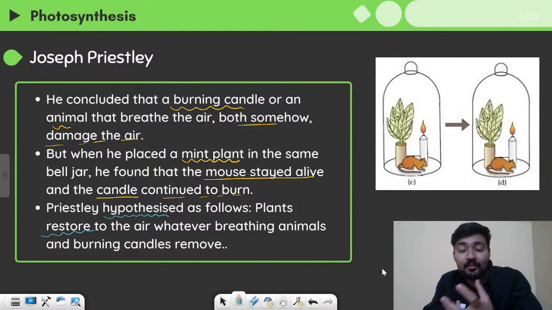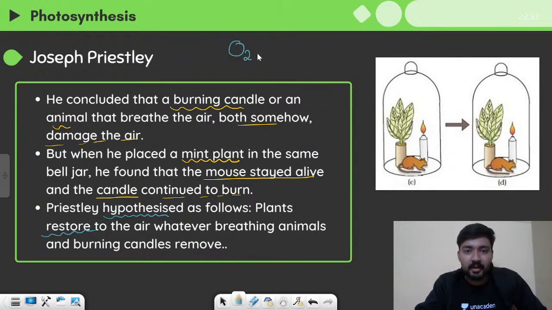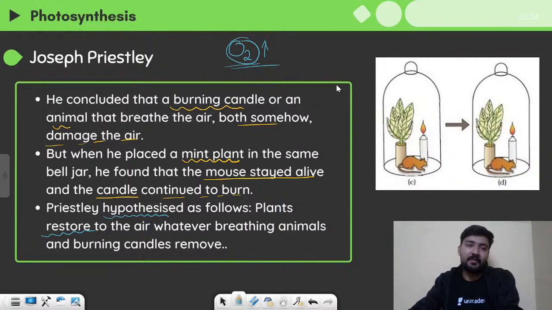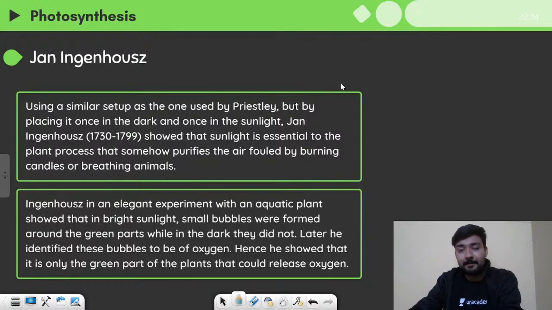So yes, these were the experimental observations by Joseph Priestley, and he basically told the release of oxygen from photosynthesis, that oxygen gas is released from the photosynthesis process, and this oxygen is important for the burning of a candle as well as for our respiration. So this was Joseph Priestley.